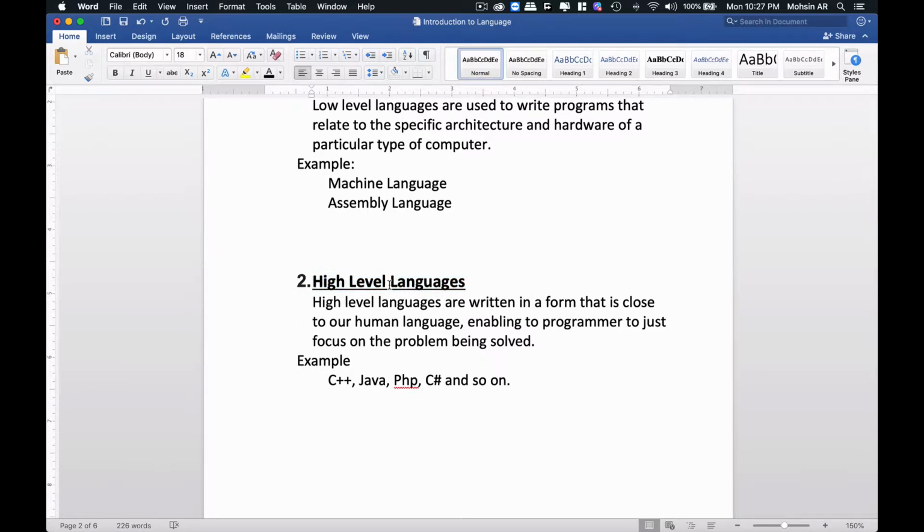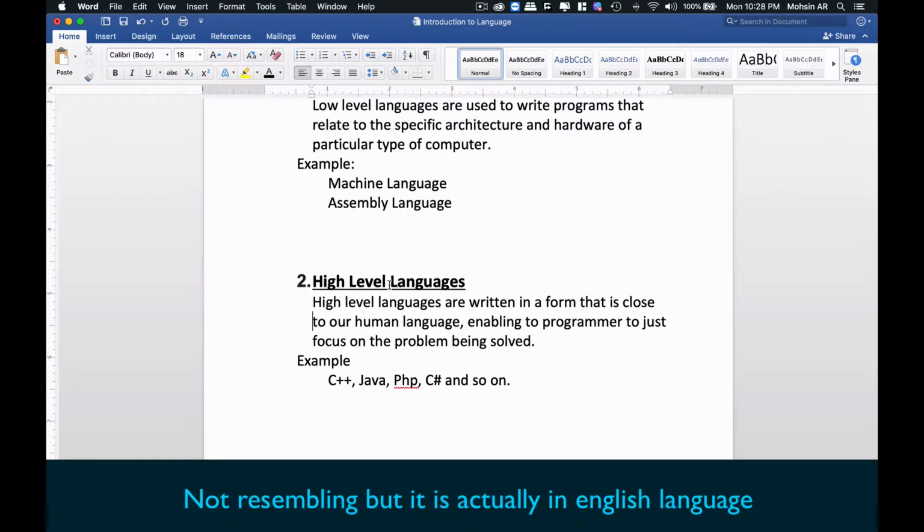High level languages are written in a form that is close to our human language, enabling programmers to just focus on the problem being solved. So this means high level languages are close to the human language. When you develop a program in Java language, most of the words are related to the English language, or you can say the whole Java keywords resemble the English language.